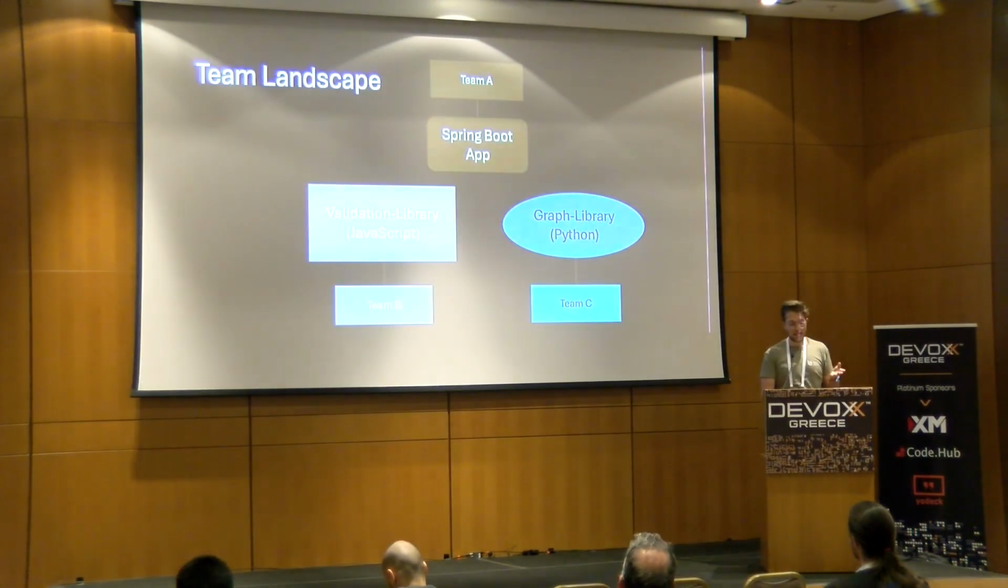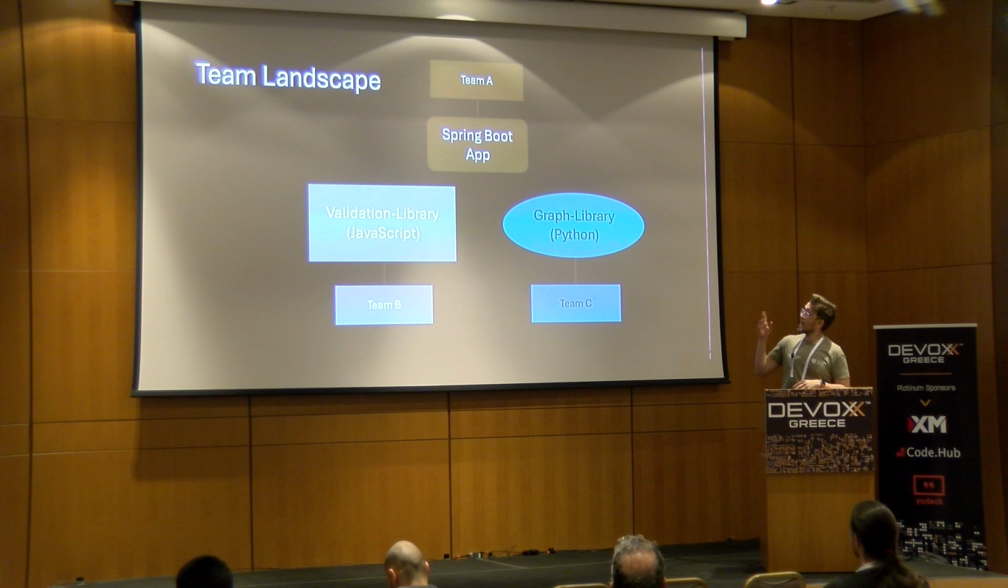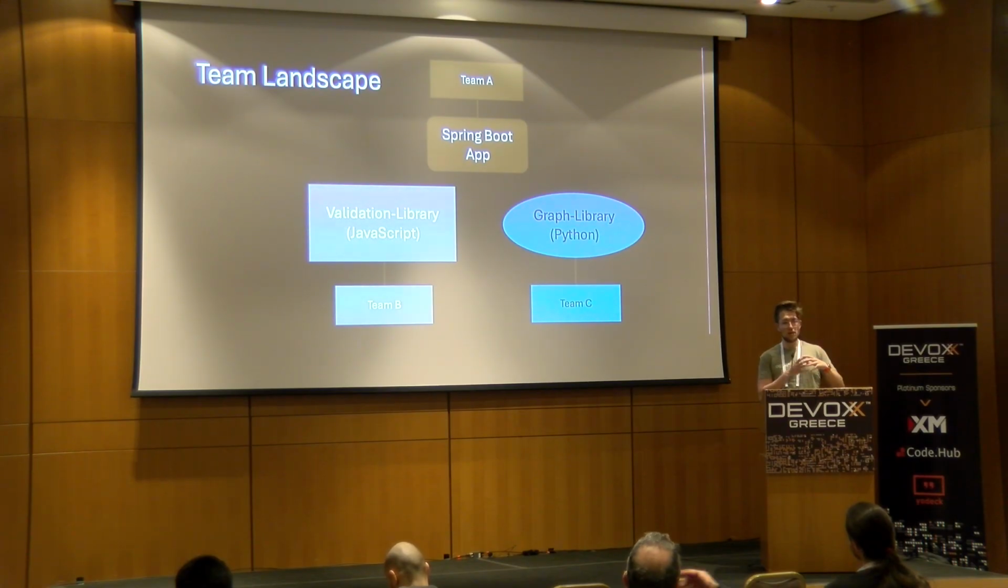So let's show a real use case. Let's say we have this landscape here, and we are in team A. We have a Spring Boot application. Now, let's say we have another team which created a validation library in JavaScript. It's the front-end team, and they use it to validate personal information which the user sends, to see if it's correctly shaped, and if not, it throws an error. And there is also another team which has created a graph library which shows certain results with a certain theme. They use, for example, Plotly from Python.